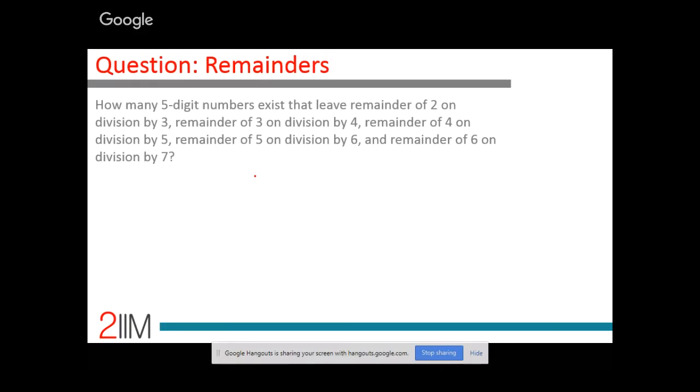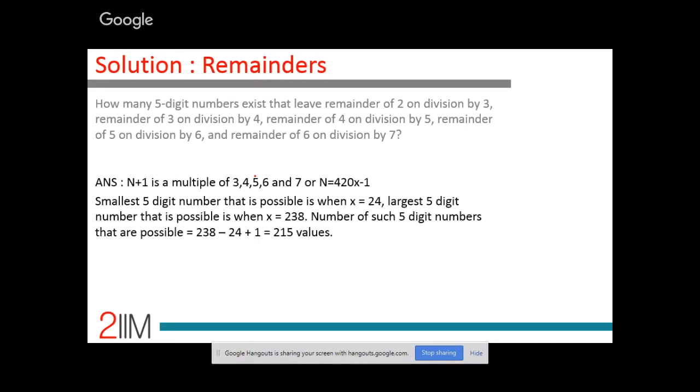This again, we've done 5-digit numbers that leave a remainder of 2 on division by 3, 3 on division by 4, 4 on division by 5, 5 on division by 6, 6 on division by 7. We've done this question without that last bit for 4-digit numbers. And so we treat the remainder as -1 and then simplify. So I'm going to skip this one, try the next one.